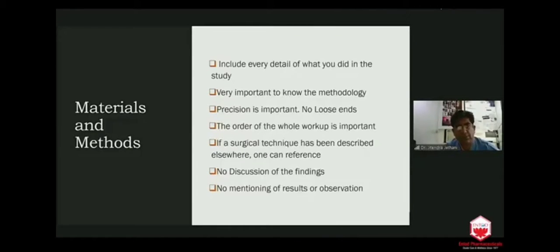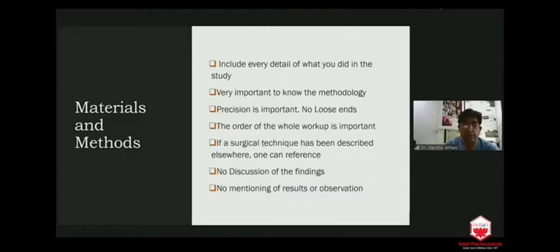If there is a protocol deviation, if there is a violation of protocol, if you have done an RCT and there have been patients who were not taken, see, all those small things are very important. All those things come in materials and methods. The order of the whole workup, how the patient was treated, what was done and what was not done, whether a placebo was used as a control or not used as a control, whether it was a case control study.